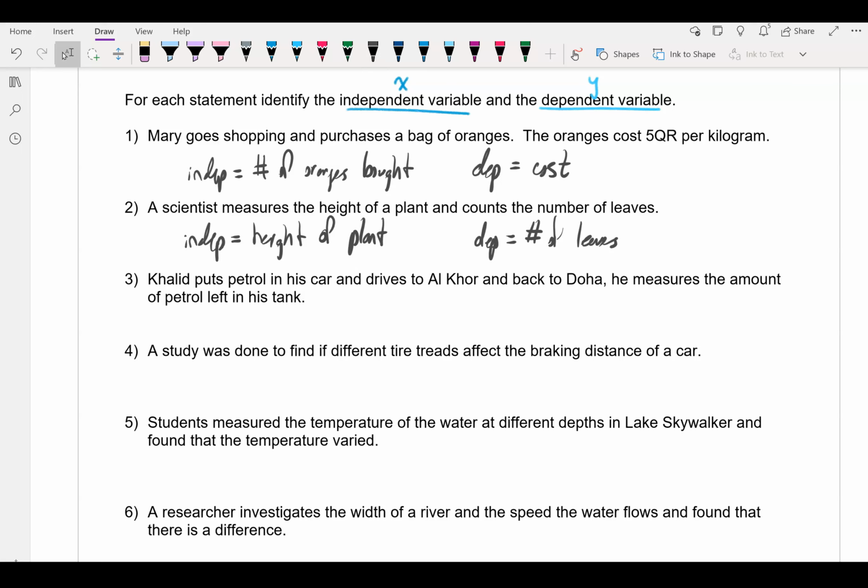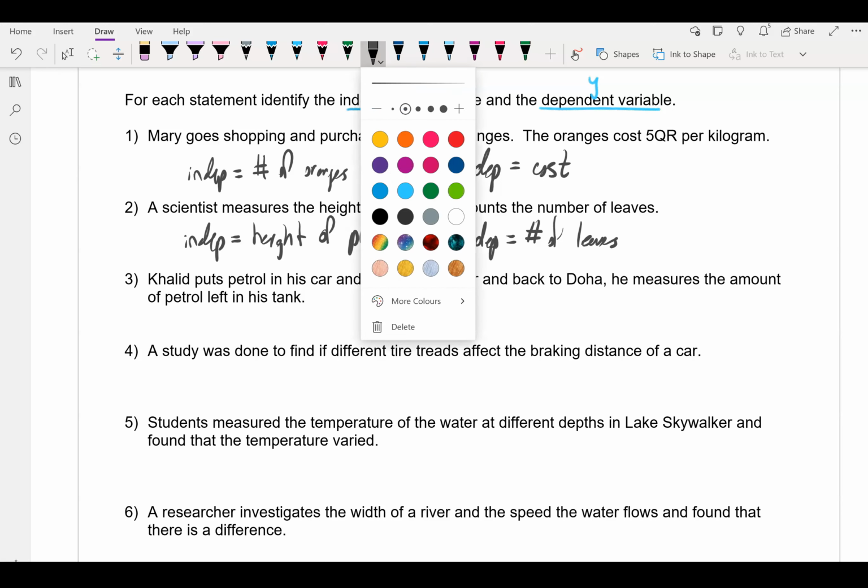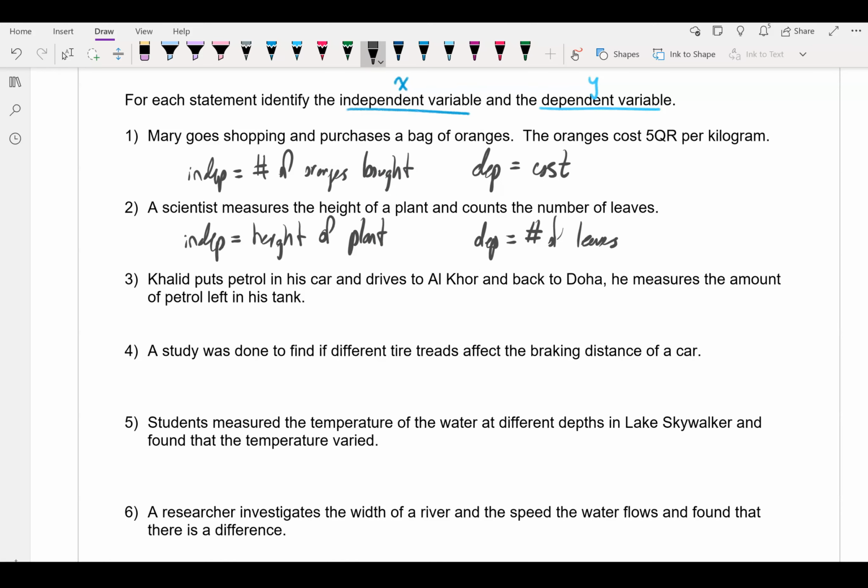So this one takes a little bit of thinking, and the question itself is not perfectly clear, but it seems he wants to measure the amount of petrol left based on how far he went. So this one, I would say the independent is the amount of petrol, or the amount of gasoline, and the dependent is the distance traveled. And you might disagree with that, and that's okay because this one's not clear.